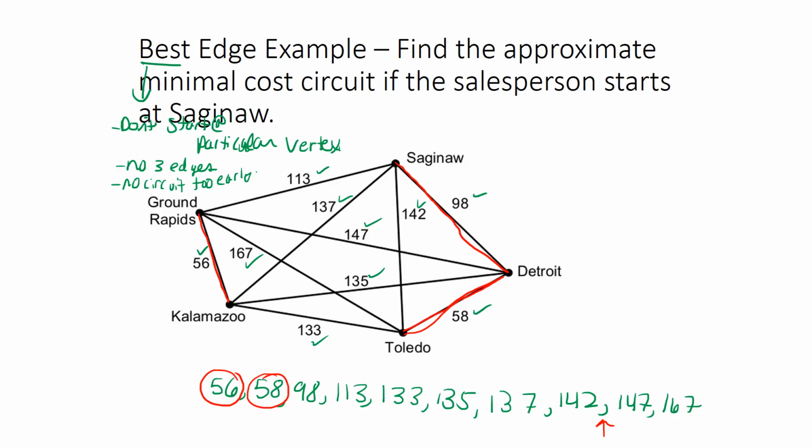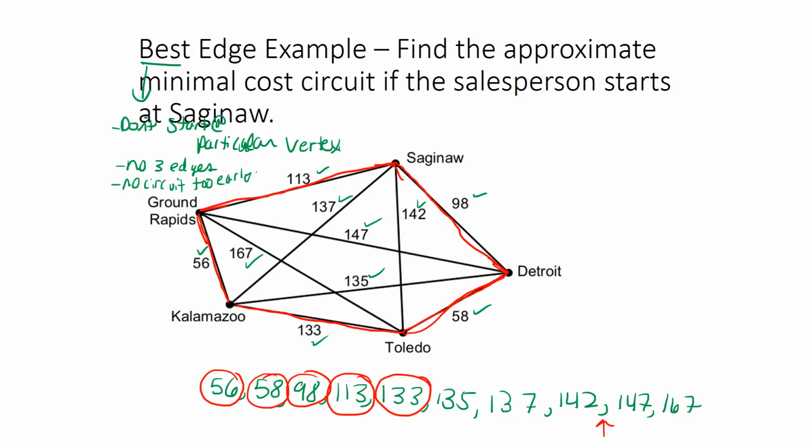The only thing we have to watch for is that we don't make a circuit too early. Like I would not want to put a line between Saginaw and Toledo, because that would close the circuit too early. And I don't want 3 edges out of a vertex. So Detroit I know is done because it has 2 edges coming out. 113 is next. And that's fine because that's still 2 edges out of here, 2 edges out of here, and I haven't closed a circuit. Oh, this one ended up turning out to be pretty easy because 133 is next, and that's actually closed my circuit. And so I'm good with that answer.